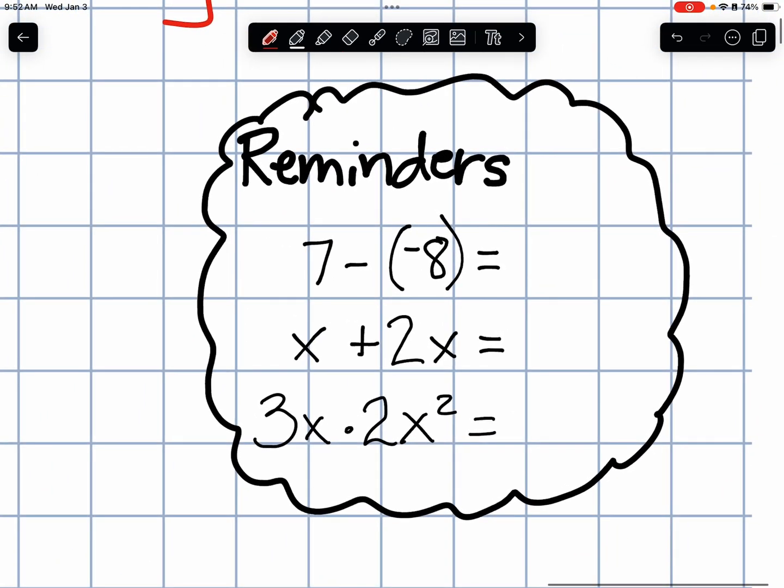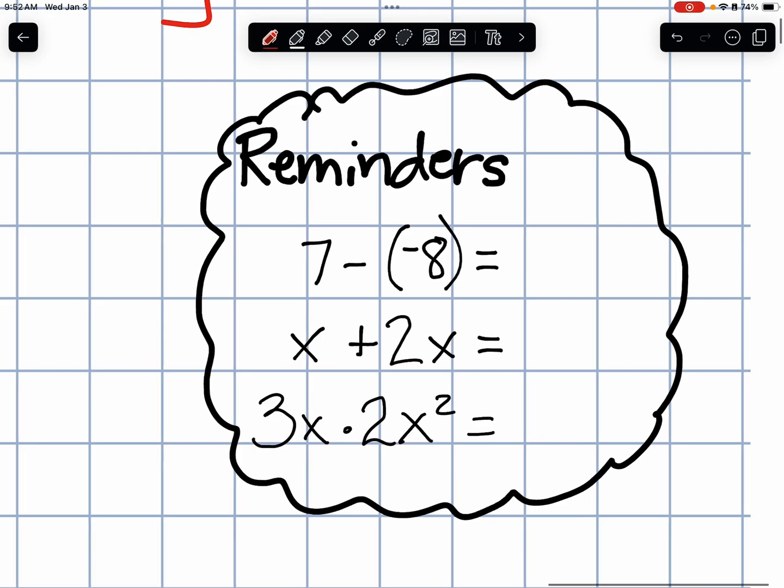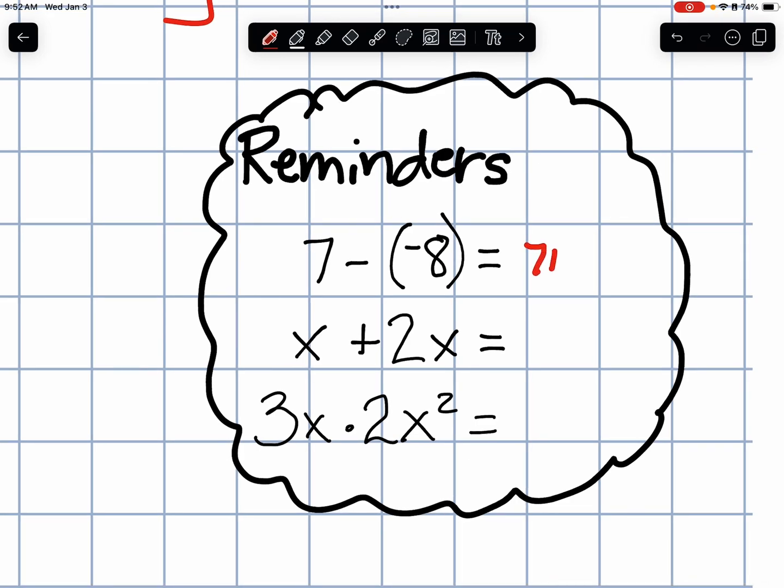A couple reminders before we jump into a bunch of terminology here. Don't forget that subtracting a negative is the same as adding a positive. So this is the same as 7 plus 8. And sometimes we forget that in the middle of a subtraction problem. Secondly, when I add two things that are alike, like 1x and 2x, don't forget the x has a 1 in front of it. So this is 3 x's. 3 times x, that's what that means.